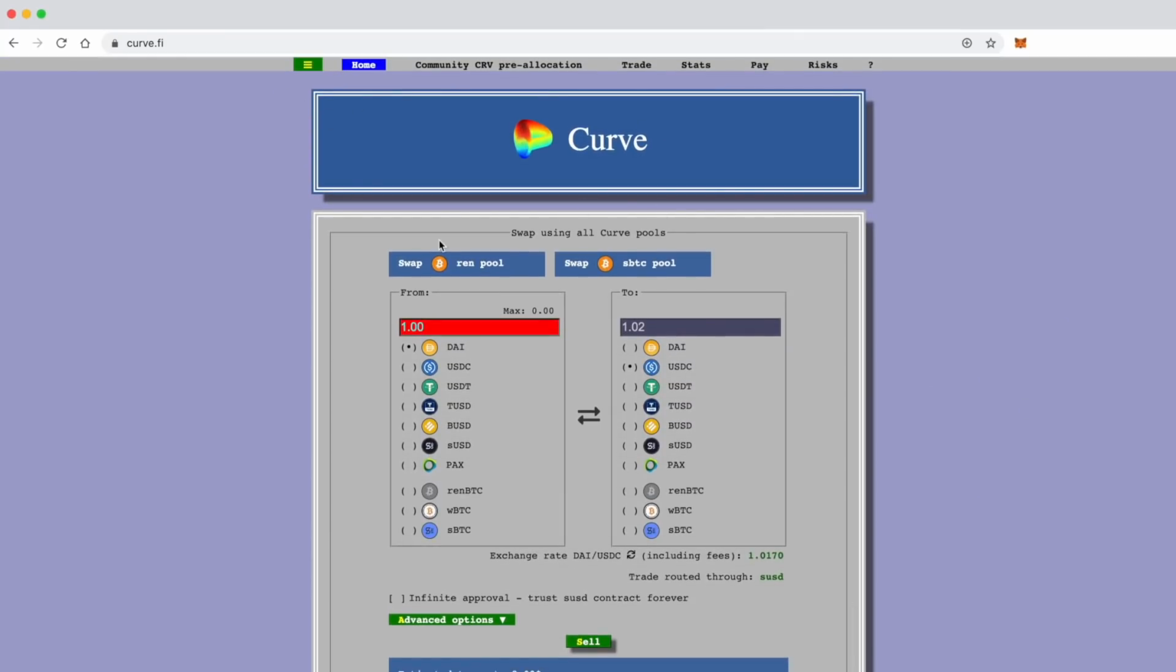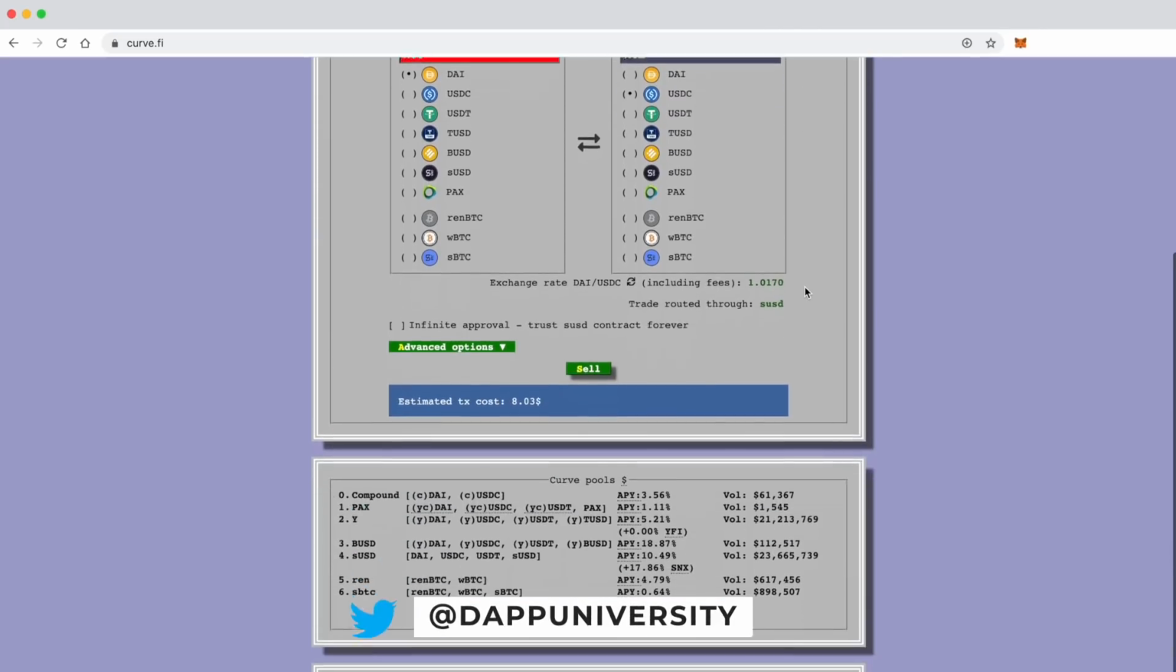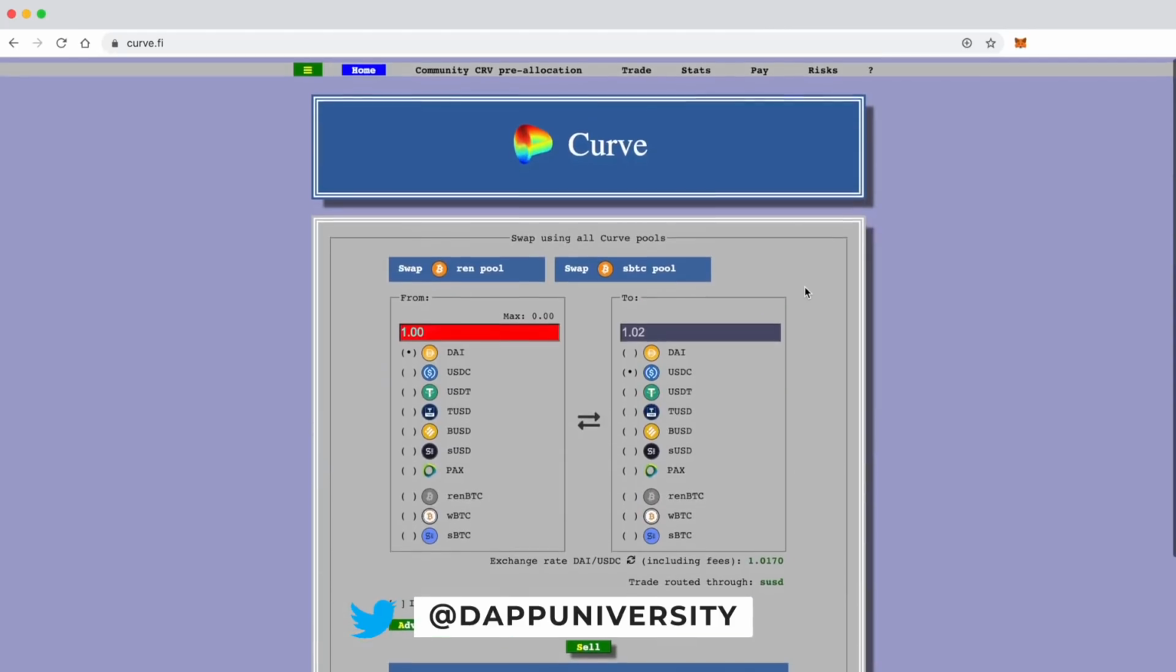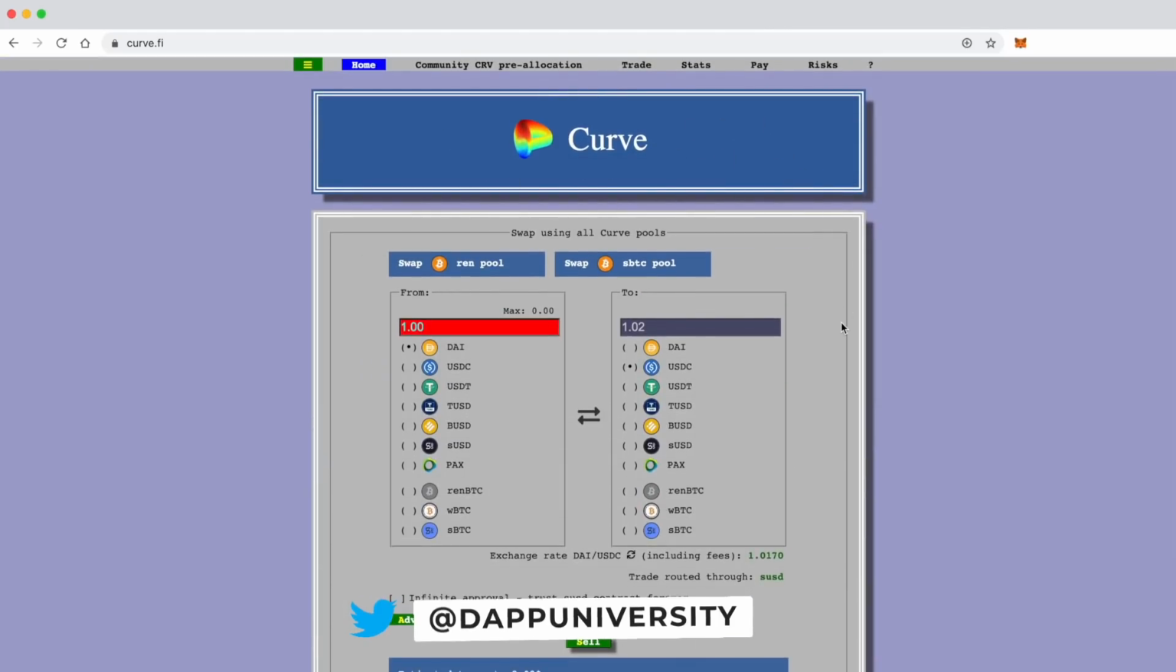And of course, you'll see that Curve has a very Windows 95 looking user interface, which some people think is kind of strange, but I personally like it. I think it's cool. It differentiates this from other projects.